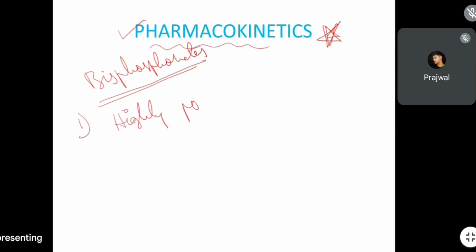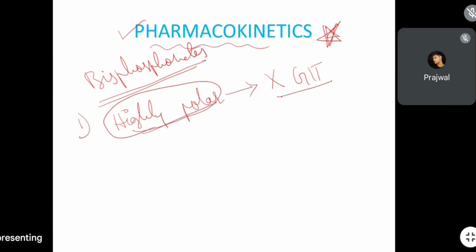Bisphosphonates are highly polar in nature, same like all heavy metals, aminoglycosides, vancomycin, and we have so many other drugs. Likewise, bisphosphonates are also highly polar. Highly polar means drugs are not absorbed properly from GI tract. Yes or no? अगर drug highly polar है, highly polar drugs are not properly absorbed from GI tract.